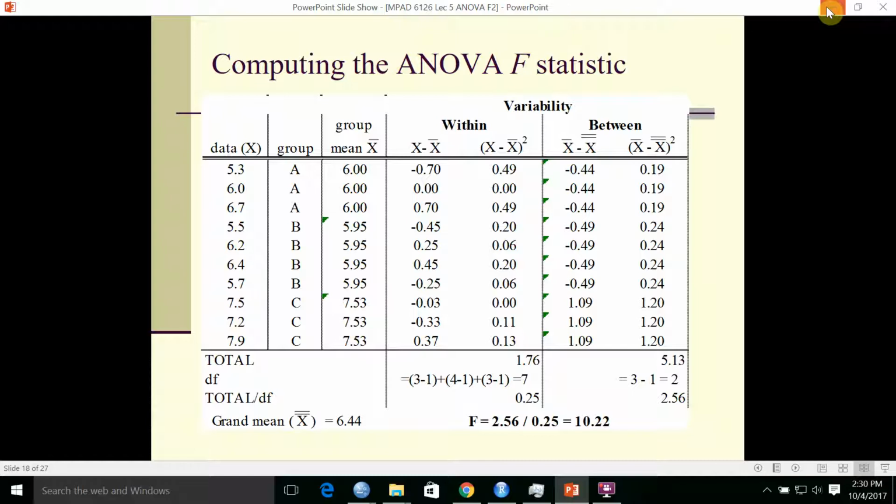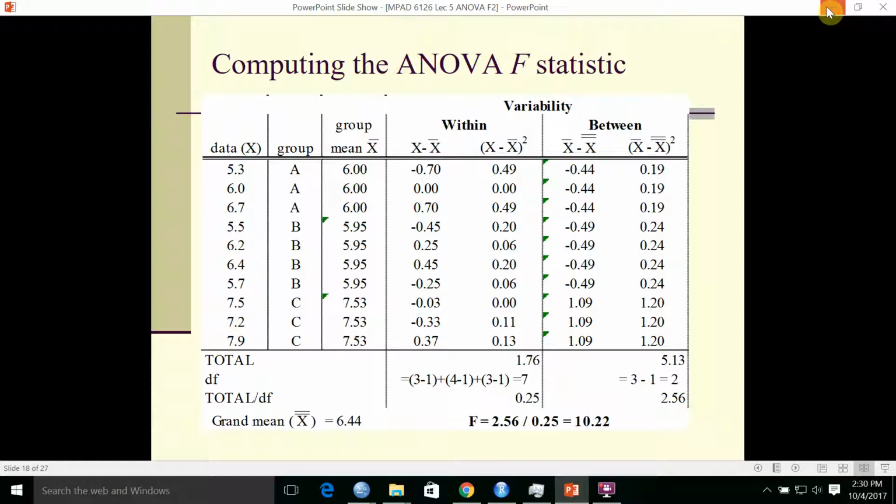You add all of those up, and that is 5.13. And then we take 5.13 divided by the degrees of freedom, or 2, and that gives you your mean squares between of 2.56. So the F-test is just 2.56 divided by 0.25, or the mean squares between divided by the mean squares within. So that is an F value of 10.22.